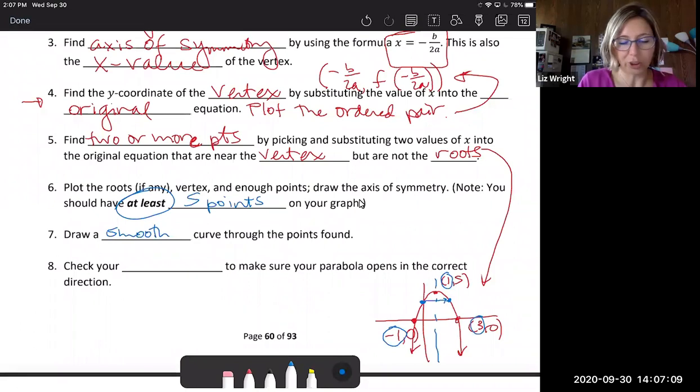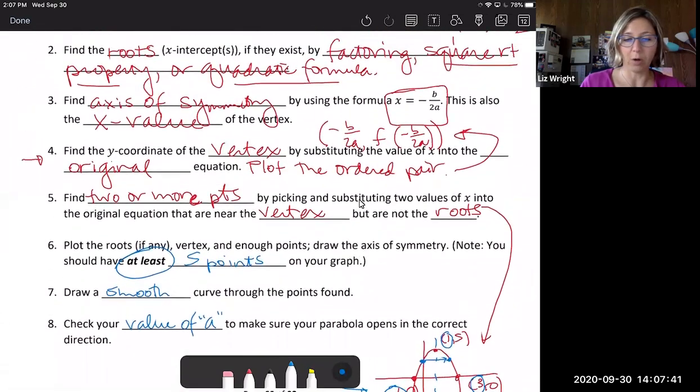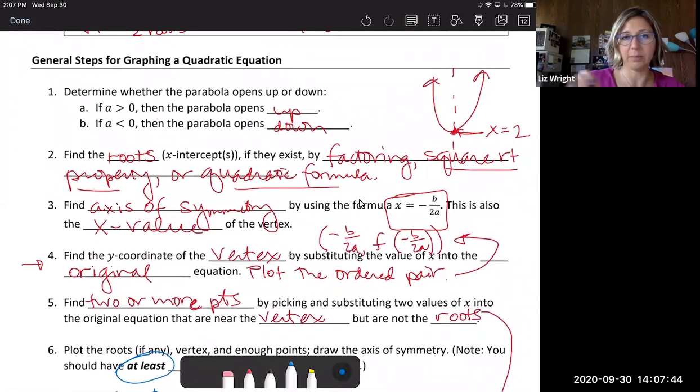And then you're going to check your value of a to make sure that your parabola opens up in the correct direction. So what that means is at the very end, we're graphing our parabola and you say, okay, look at this, it's opening down, which means my a should have been negative. And so you should look back and say, did I have a negative a? Because if I didn't, then I've done something wrong in my process to find my parabola.